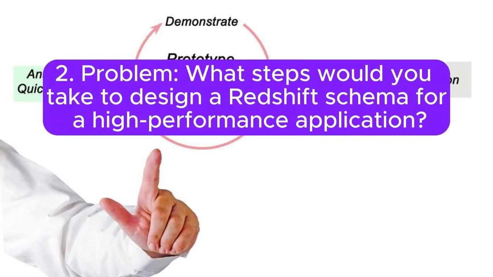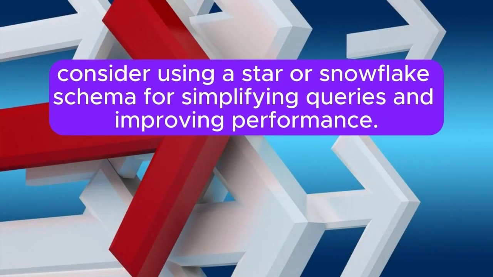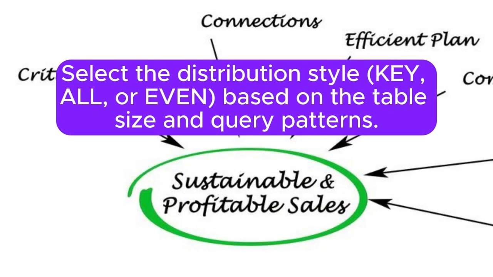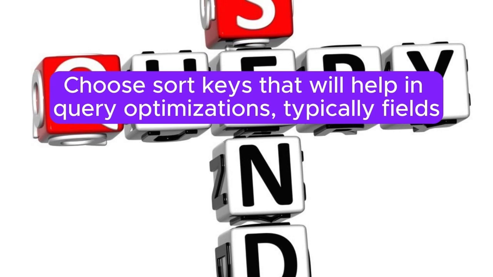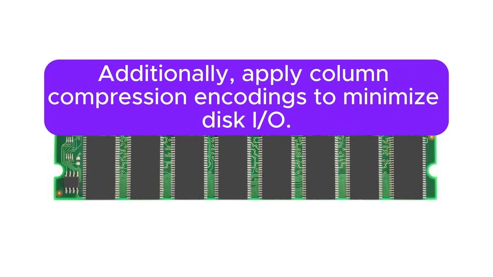2. Problem. What steps would you take to design a Redshift schema for a high-performance application? Answer. When designing a schema for high performance in Redshift, consider using a star or snowflake schema for simplifying queries and improving performance. Select the distribution style, key, all, or even, based on the table size and query patterns. Choose sort keys that will help in query optimizations, typically fields that are frequently used in join, WHERE, or ORDER BY clauses. Additionally, apply column compression encodings to minimize disk I/O.